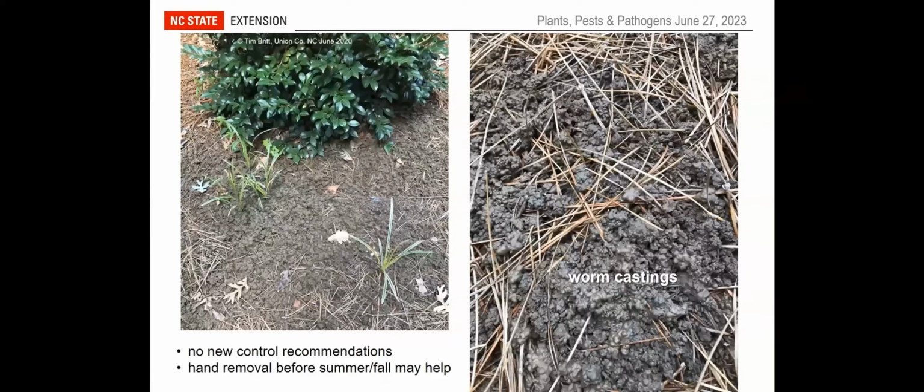Now, I am sorry I can't update you on new great control methods because there are none, unfortunately. But one thing you may do is, if you catch them in the spring before the summer when they mature and lay their egg cocoons at the end of the year that will overwinter, remove as many out of the environment as possible by grabbing them, throwing them in a bucket of soapy water, drowning them, and then disposing of them, because that will remove any of the eggs that they might produce later on.